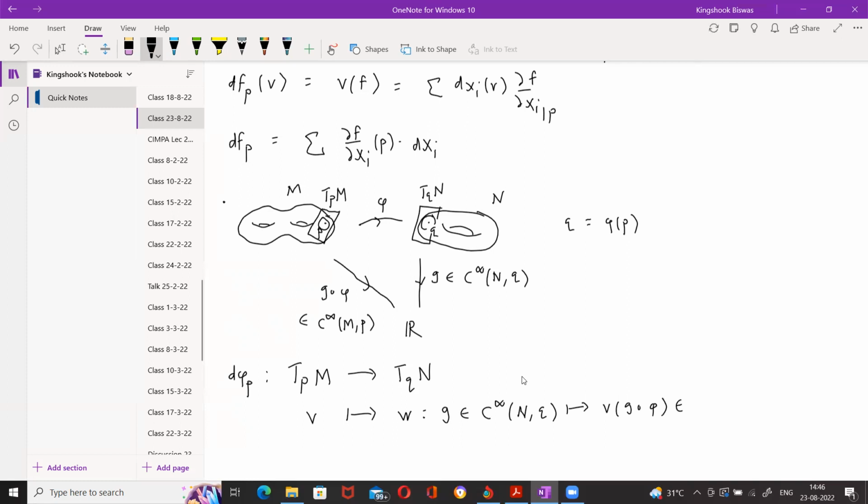Does this make sense? Yes. So this W will be an element of TQN. It's easy to see this also satisfies the Leibniz rule because V satisfies the Leibniz rule. All right. And this is clearly linear in V, right? It's linear in V. So this is a linear map between tangent spaces.